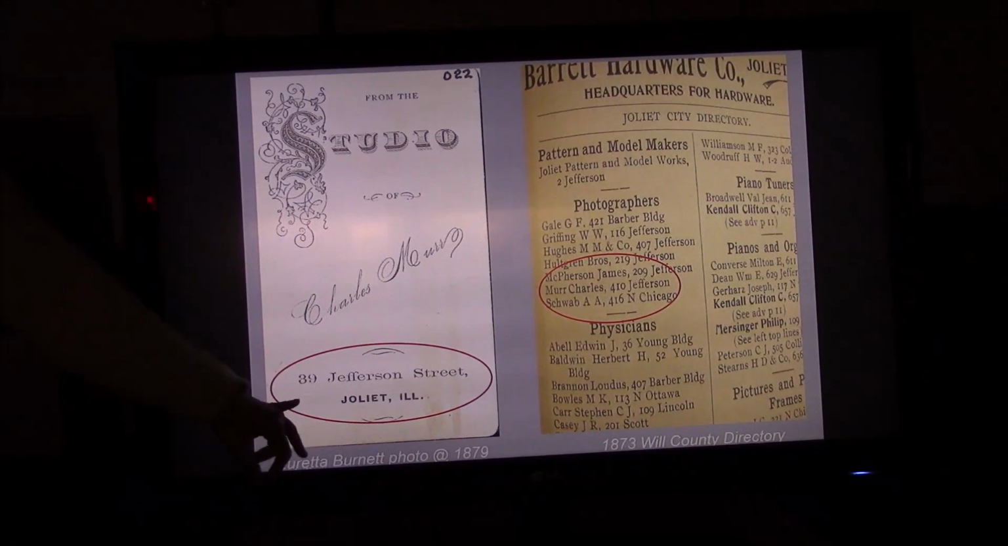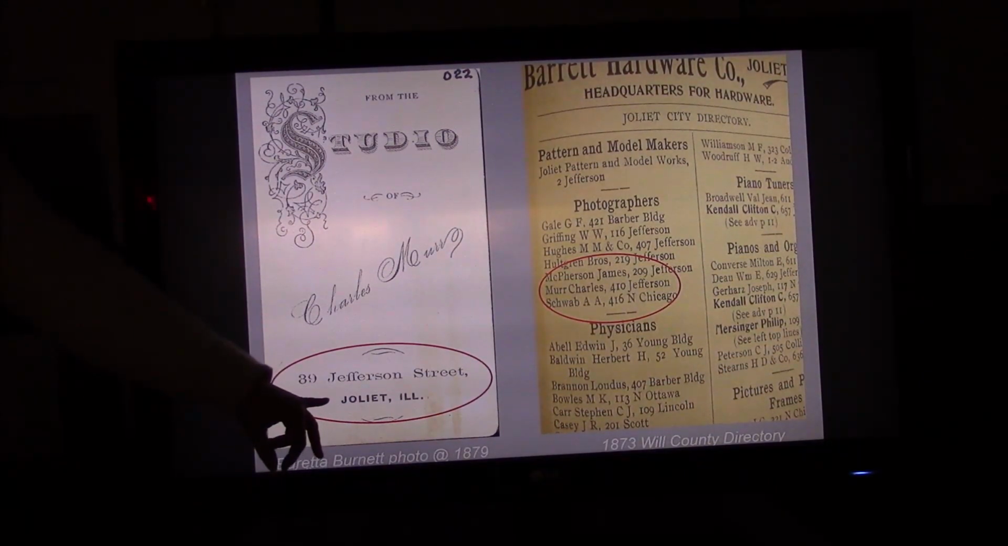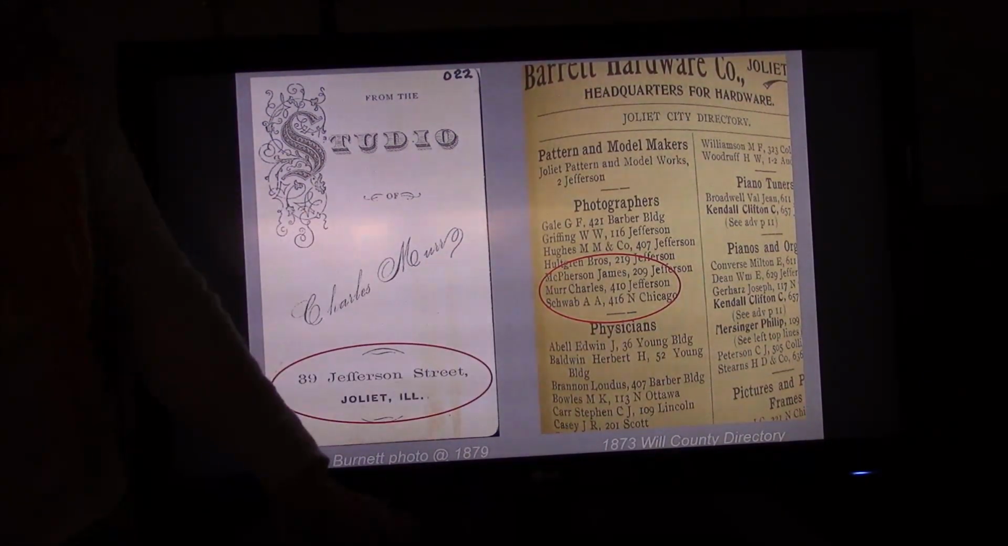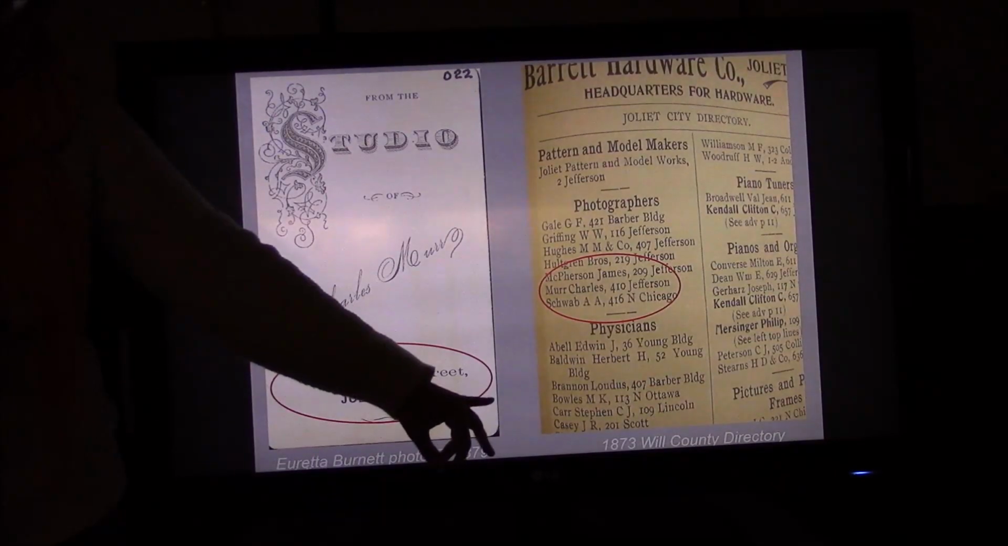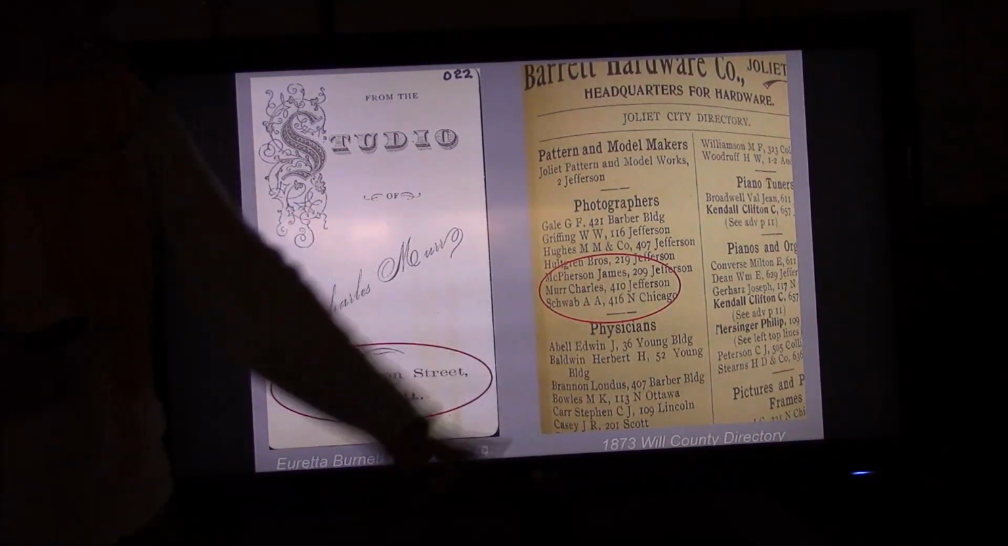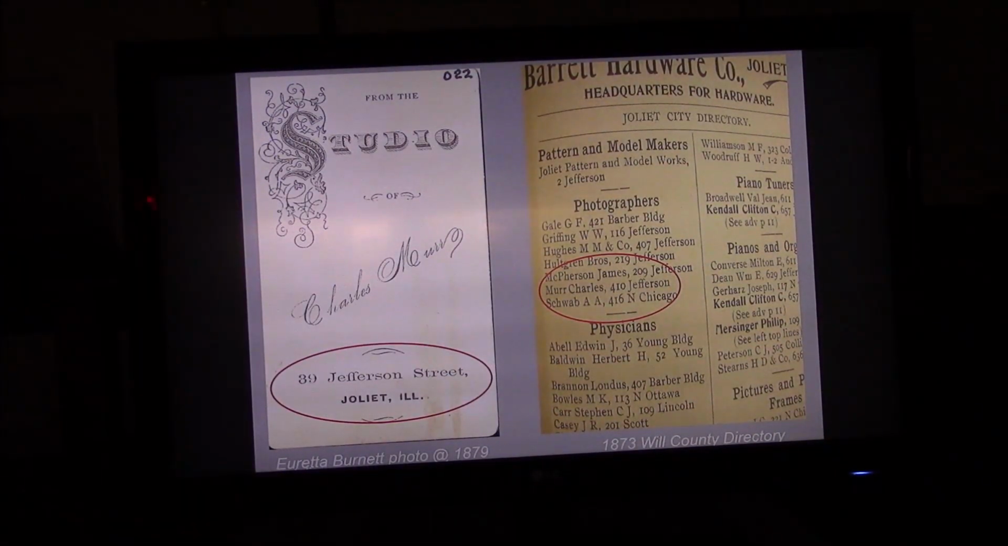Charles Murr, Studio 39 Jefferson Street in Joliet, Illinois. The only city directory we have in that time period is 1873, and it tells me that Charles Murr is at 410 Jefferson. Why the discrepancy? They could have moved. He could have moved down the block into a new address, a new building. The city could have renumbered. So ask the question, did your city rename or renumber streets at any point in that period as well? Because he could have stayed in the same location, but now he has a new address.